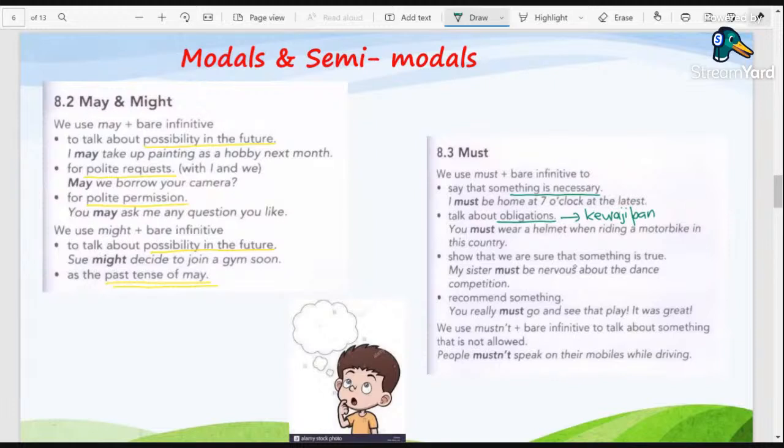Show that we are sure that something is true. Kalau kau confirm benda tu betul, you have to use the word must. My sister must be nervous about the dance competition. Okay, when you want to recommend something, mencadangkan, recommendation, mencadangkan. Okay, mencadangkan sesuatu, then you can use the word must. Okay, we use mustn't untuk negative lah. When something that is not allowed, we mustn't speak on our mobile phones when we are driving.